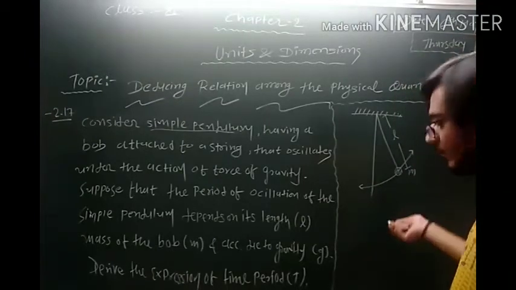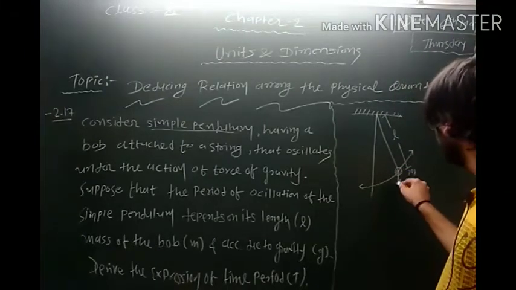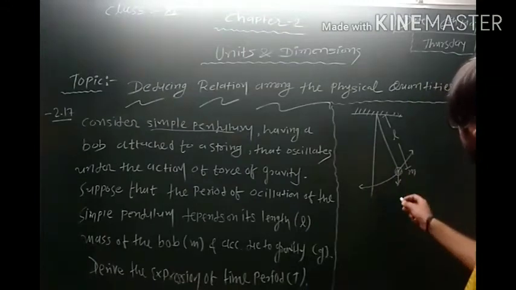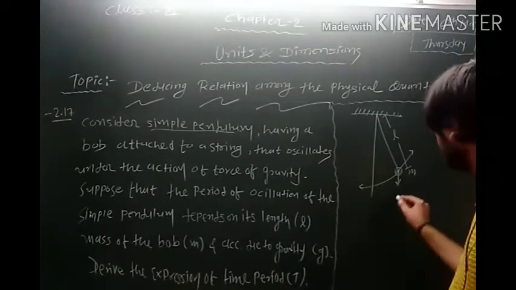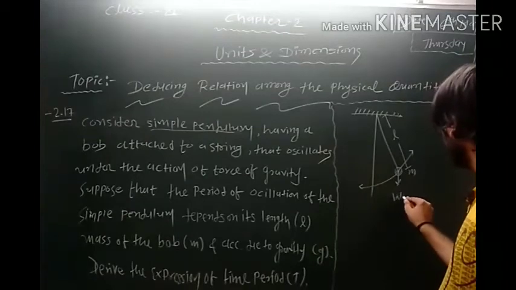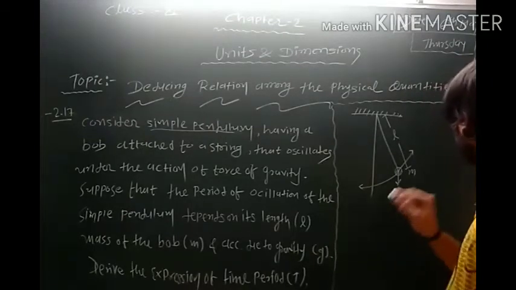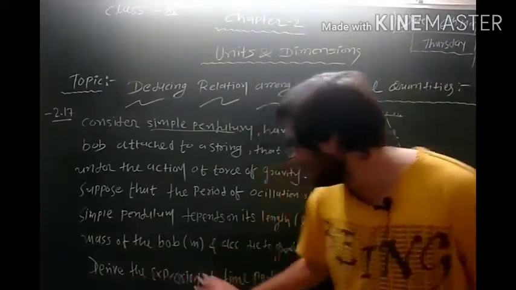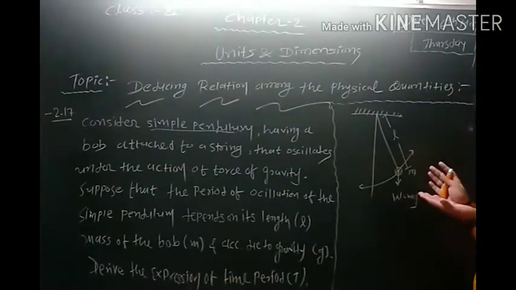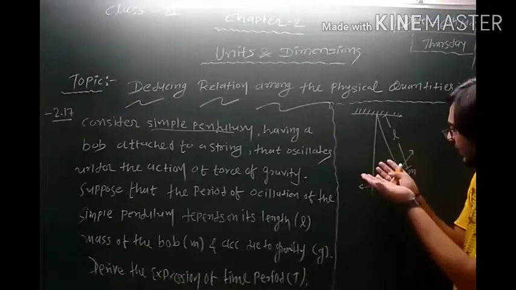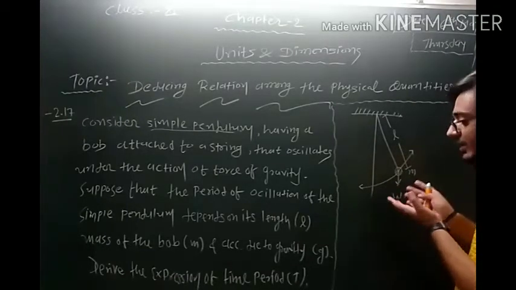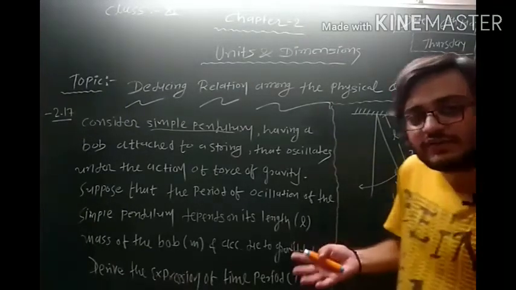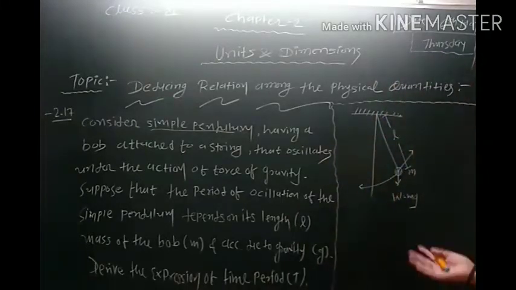Okay, and the mass or weight creates from the gravity, that is W equals mg. Okay, so we need to derive the expression of the time period. So what is the time period of the total complete oscillation of this bob under the action of the Earth's gravity? Okay, so now let us find out.